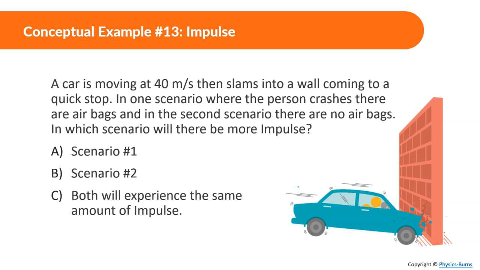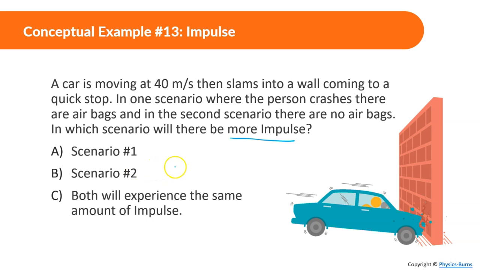Alright, number 13. A car is moving at 40 meters per second, then slams into a wall, coming to a quick stop. In one scenario where the person crashes, there are airbags, and in the second scenario, there are no airbags. In which scenario will there be more impulse? Usually, your initial thinking is going to be, oh, okay, the one with airbags is going to be less force, so the one with more force is going to have more impulse. So, it could be decent thinking, but it's not exactly correct.